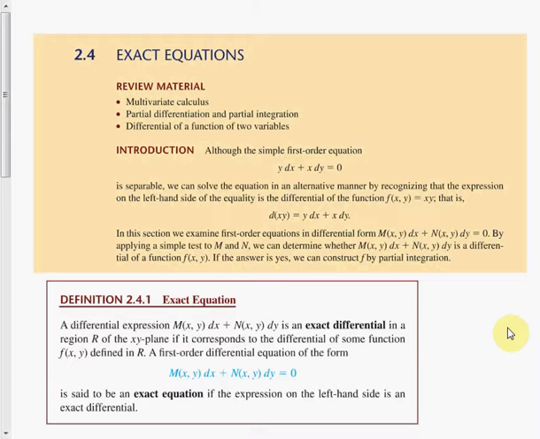In the original book, this section comes before linear equations. Linear equations is 2.3, and then here in this book, 2.4 is exact equations. In the old book, exact equations comes first, and then after that we pick up linear equations. And the flow, I think, is a little bit better. So we'll cover that in this sense.